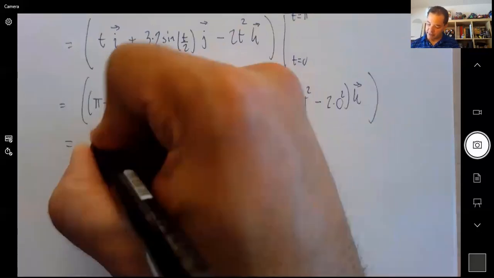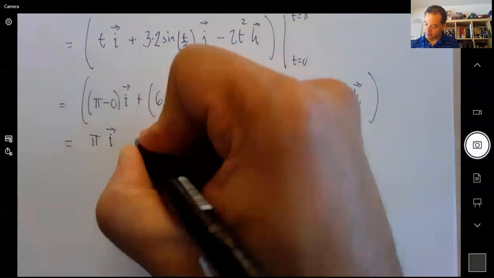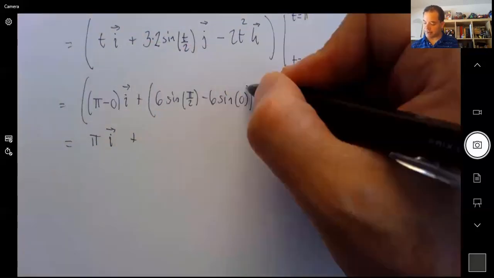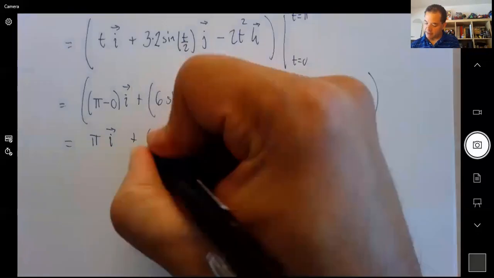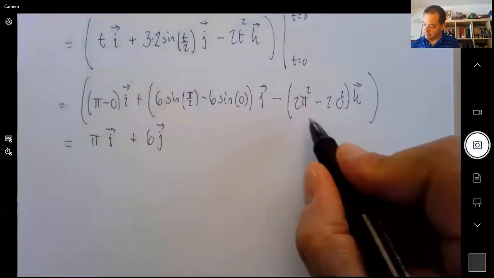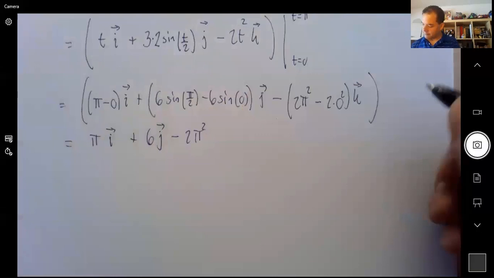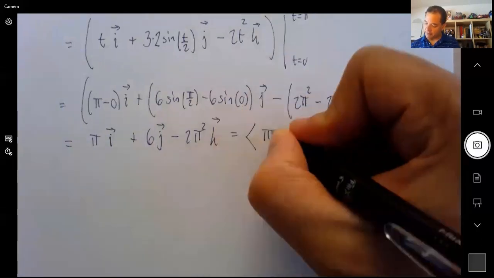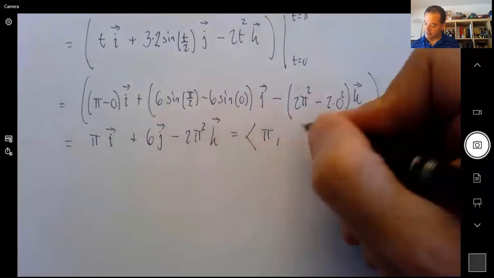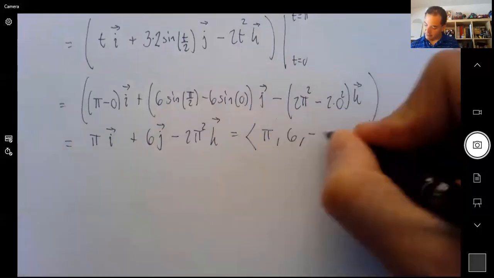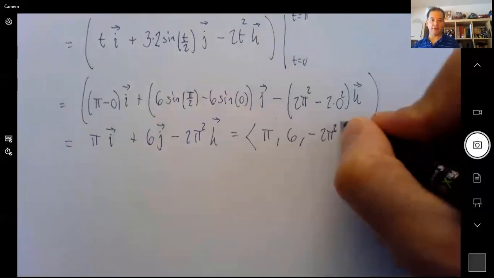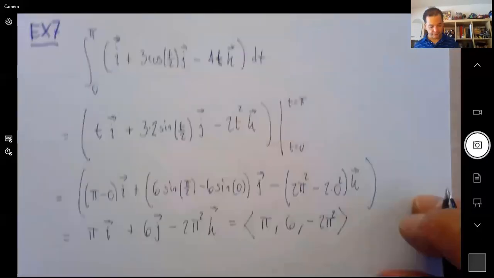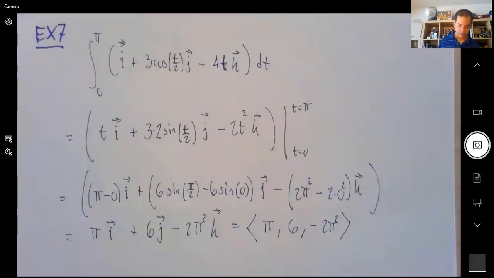So this is pi i plus sine of pi over 2 is 1 and sine of 0 is 0. So this is 6j. And this is minus 2 pi squared k. And if you want it as a vector without the i, j, and k, it is pi, 6, negative 2 pi squared. So either way is correct. Okay. So that's going to be the end for today.